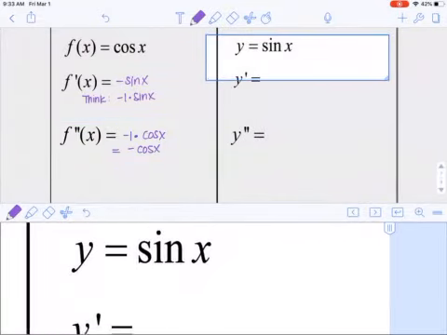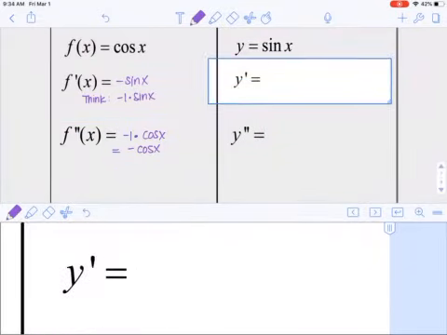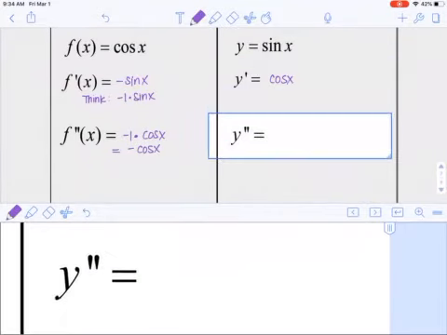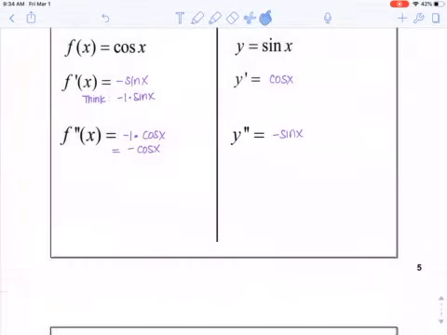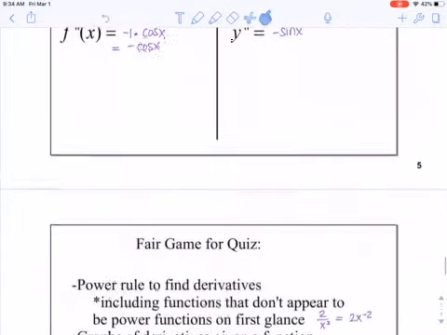Likewise, if we start at sine x, the first derivative is one that we know, cosine x. And then if I ask you to take the derivative of that, again, that's one you know. That would be negative sine x. Okay, so you should feel comfortable taking derivatives of those two functions.